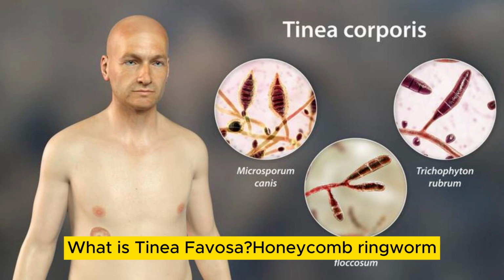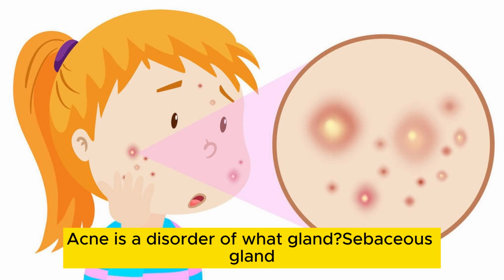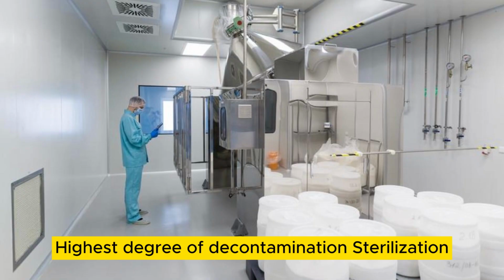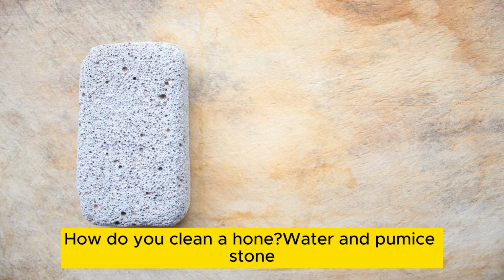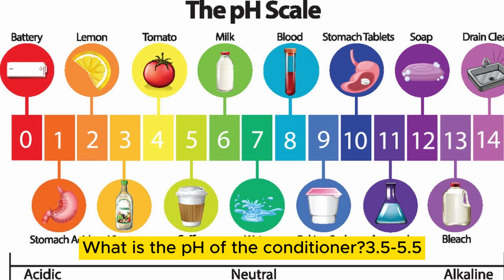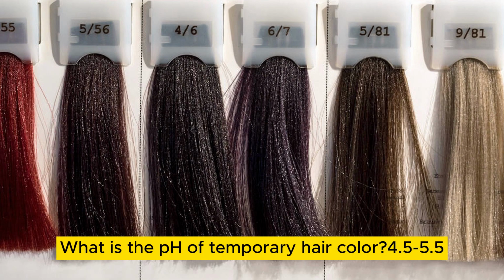What is tinea favosa? Honeycomb ringworm. Acne is a disorder of what gland? Sebaceous gland. Highest degree of decontamination? Sterilization. How do you clean a hone? Water and pumice stone. What is the pH of the conditioner? 3.5 to 5.5. What is the pH of temporary hair color?